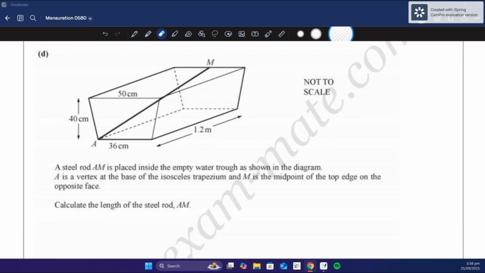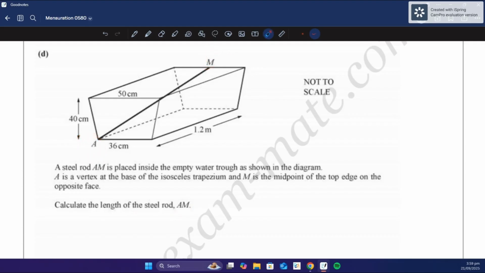Alright, part D. A steel rod AM is placed inside the empty water trough as shown in the diagram. A is a vertex at the base of the isosceles trapezium. M is the midpoint of the top edge on the opposite face. Alright, calculate the length of the steel rod AM.